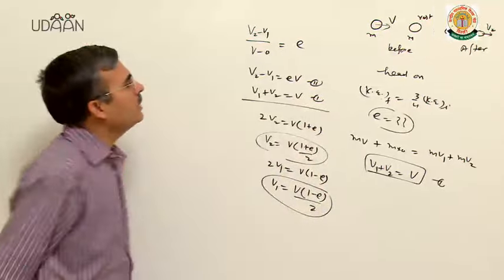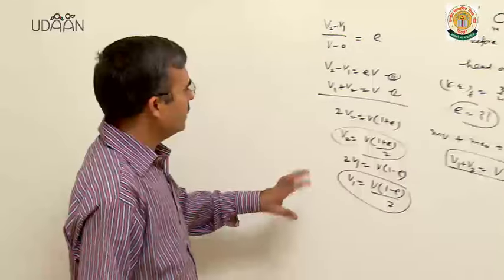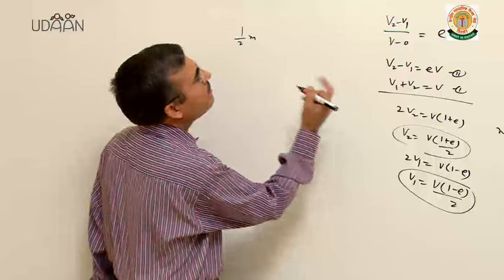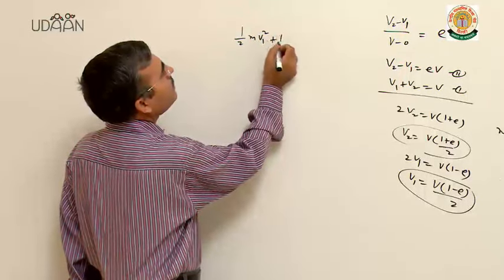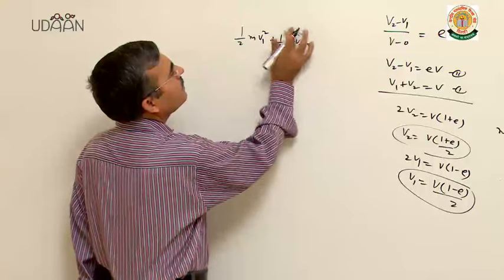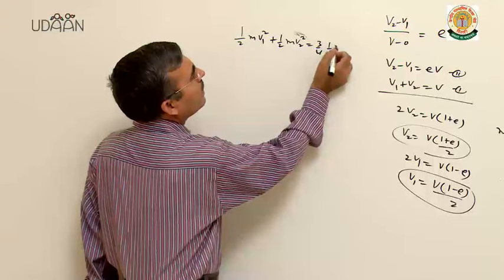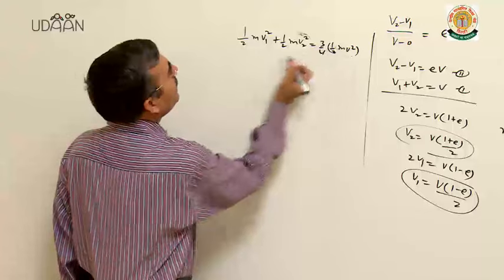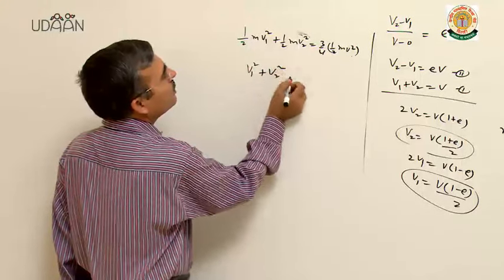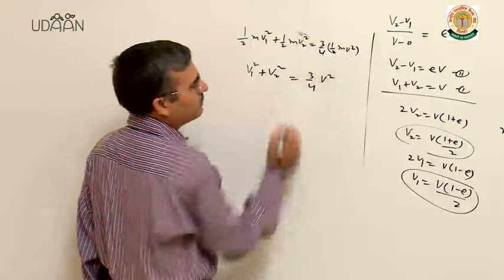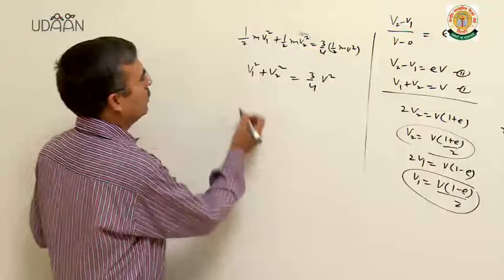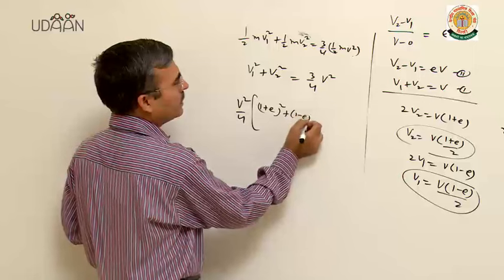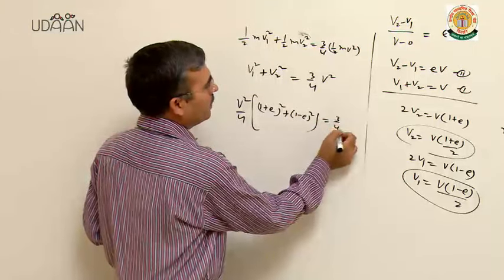So these are final velocities after the collision, but the condition is final kinetic energy is 3/4 of the initial one. So final kinetic energy, half m, masses are same, half m v1 square plus half m v2 square is 3 by 4 of half m v square. Clear? Now simplifying it, you will get v1 square plus v2 square equal to 3 by 4 v square. Put values of v1 and v2 here. You will get v square by 4 times (1 plus e) square plus (1 minus e) square. This equals 3 by 4 into v square.